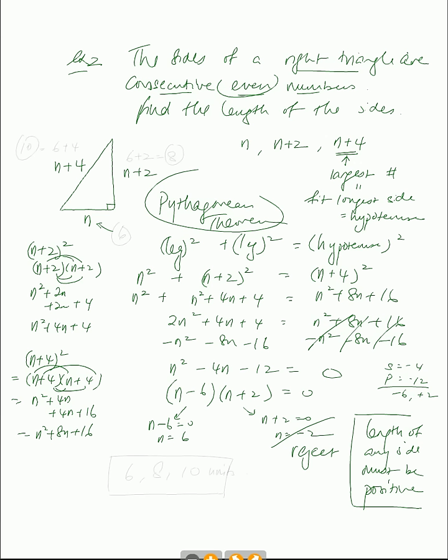So if the short leg is 6, then the longer leg will be 6 plus 2, which is 8, and the hypotenuse will be 6 plus 4, which is 10. So the three sides of the triangle are 6, 8, and 10. True enough, they are consecutive even, and they do satisfy the Pythagorean theorem. So they form the sides of the right triangle. Usually you would put the units with the question, but in this case the units are not given. So if you like, you can just put units.